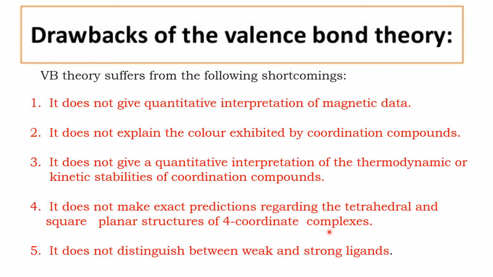In some molecules, it misinterpreted a tetrahedral complex as square planar and a square planar complex as tetrahedral. And it does not distinguish between weak and strong ligands. That means it could not explain why certain coordination compounds are inner orbital complexes, or why certain coordination compounds are outer orbital complexes. These are the important drawbacks of VB theory.